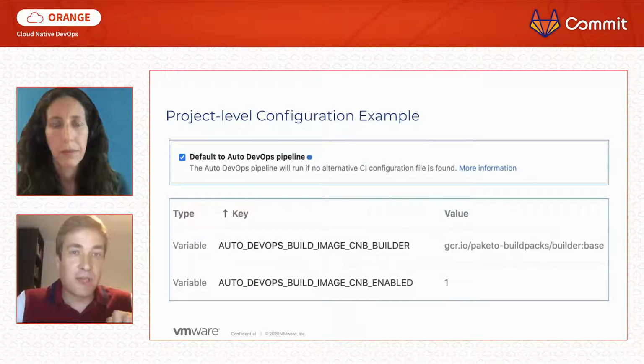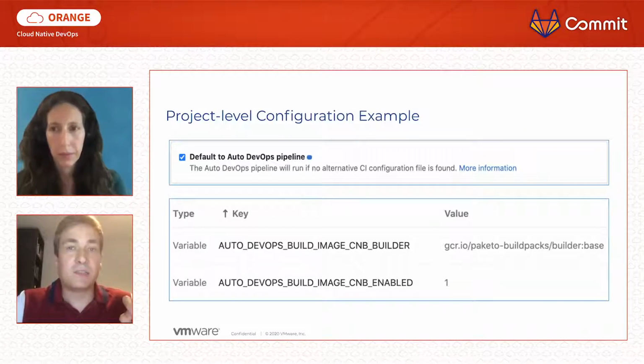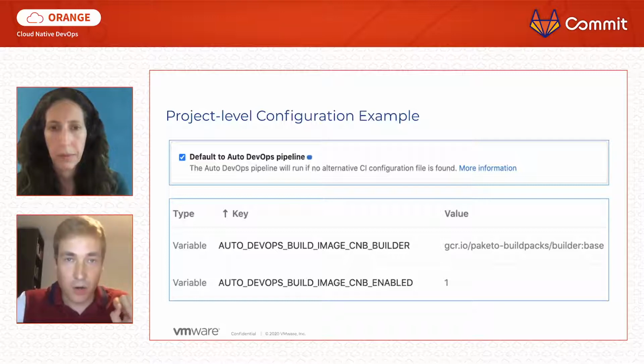In the next demo, we'll demonstrate Auto DevOps with the use of Cloud Native Buildpacks. The first way to use Auto DevOps with Cloud Native Buildpacks is through the use of variable configuration. This requires having the Auto DevOps setting turned on in the project CI/CD settings UI, and making sure you don't have a GitLab CI YAML file in your repo, because you don't actually need one.